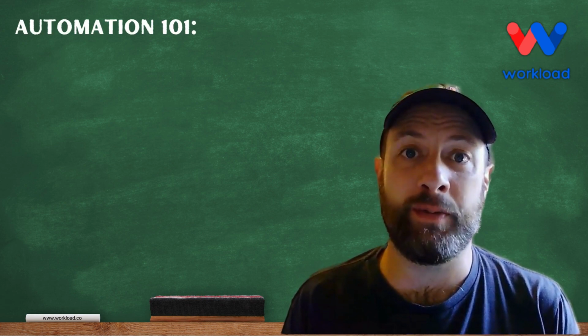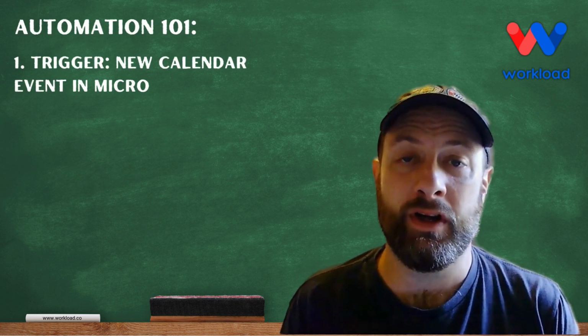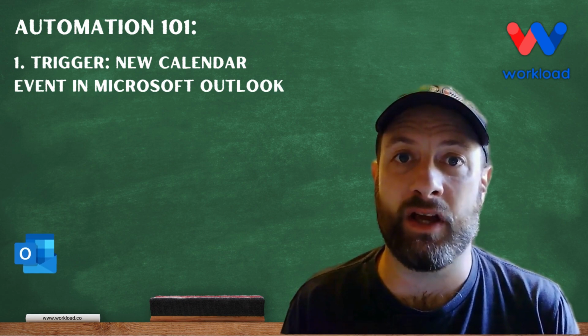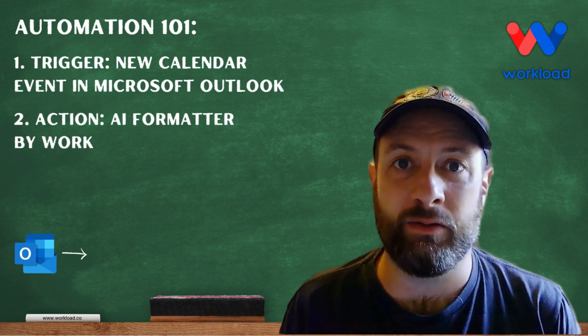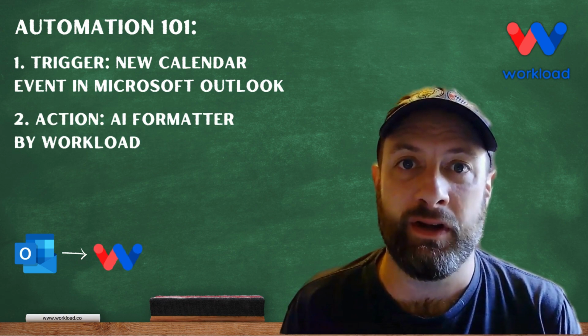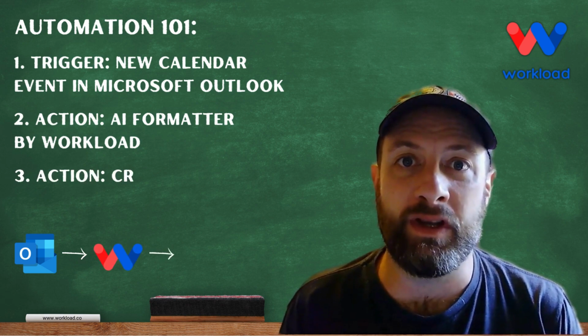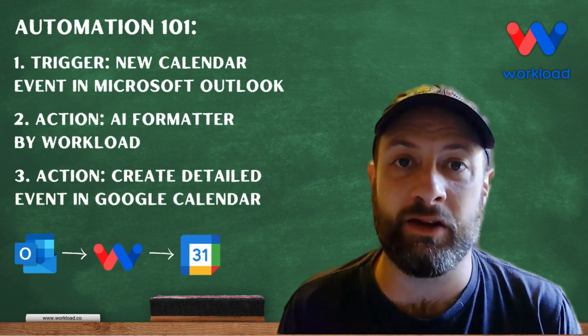In this video, we'll be building a workflow, starting with a trigger of a new calendar event in Microsoft Outlook. Then we'll be formatting the data from that event with our AI formatter by Workload. And finally, we'll be creating a detailed event in Google Calendar.